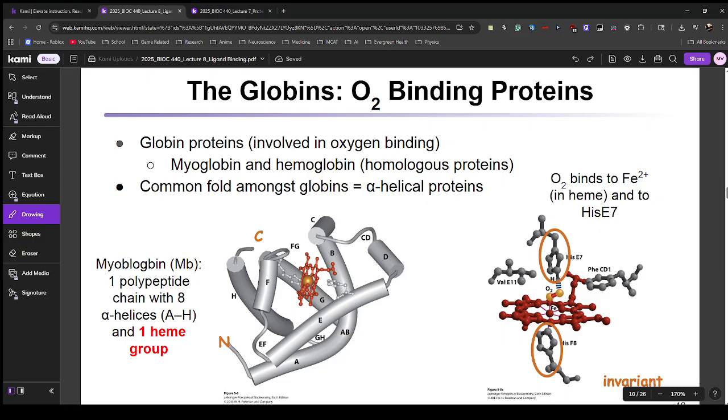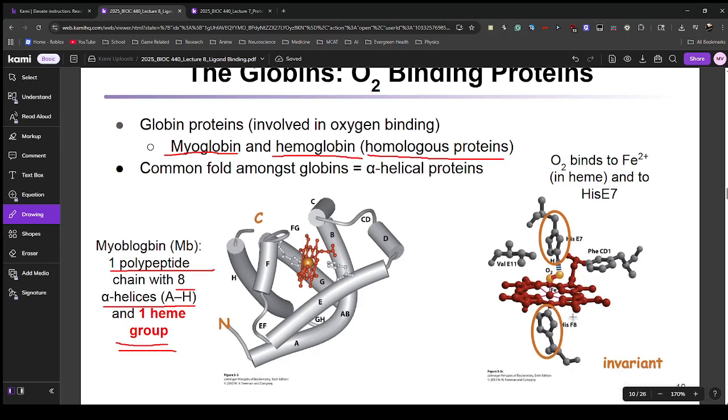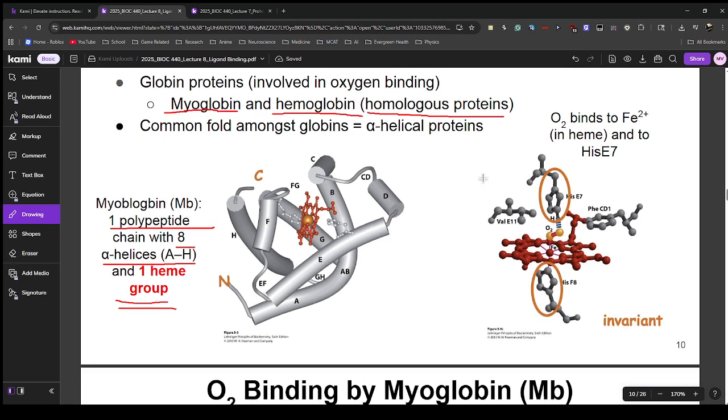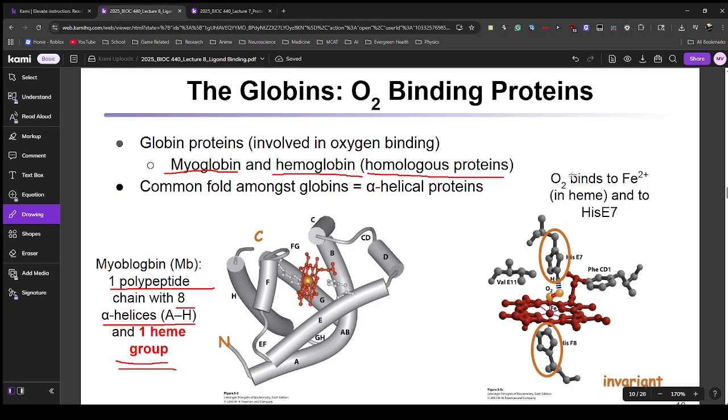So now we move on to globins, so myoglobin and hemoglobin. Myoglobin is not cooperative and has only one subunit, if I'm not mistaken, and hemoglobin is multi-subunit. They're homologous proteins, so they are similar, but they are not the same. The interesting thing to know is that myoglobin is one polypeptide chain with 8 alpha helices and one heme group. This is a little bit different from hemoglobin, which we'll talk about in a second.